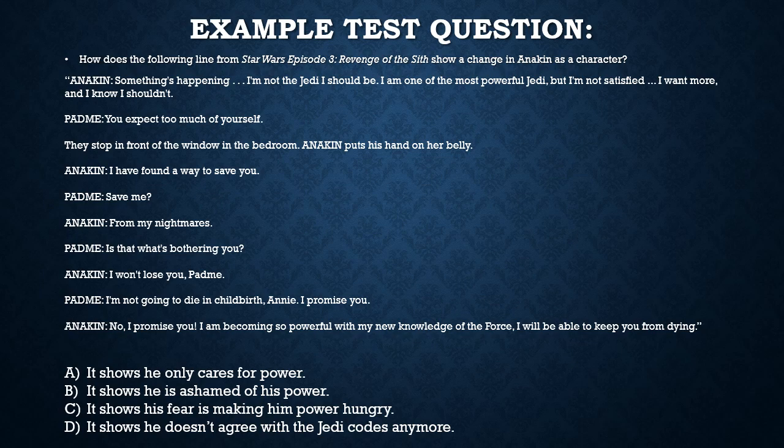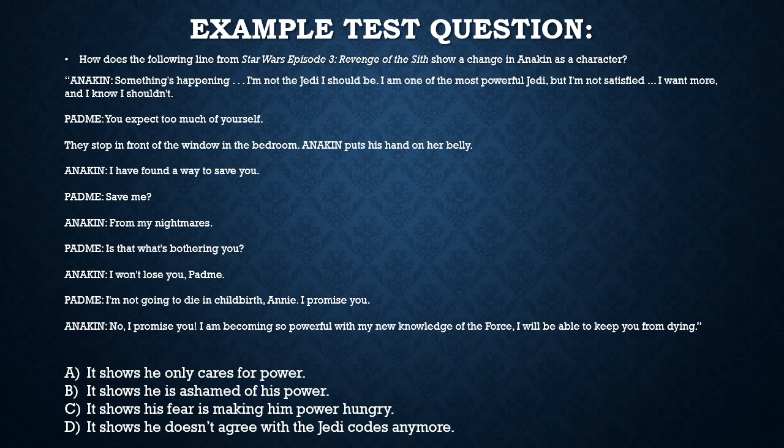So I'm keeping that in mind. Another thing to consider is what motivations he has. I can see a few different motivations, and a lot of it's in this first line here. I'm not the Jedi I should be. I am the most powerful Jedi, but I'm not satisfied. I want more. So there seems to be this conflict of what a Jedi is and what he knows a Jedi should be. He is a Jedi, so he kind of sticks with those Jedi codes, but then he wants to be more than that, and that is mainly because of power, specifically the power to save Padme. So those are our conflicting motivations there.